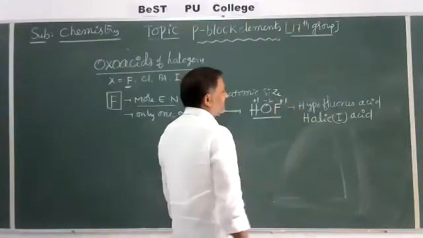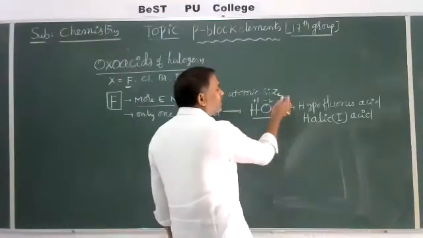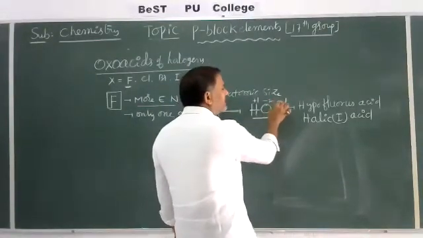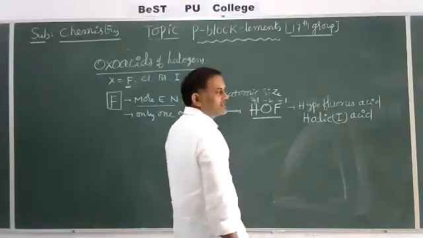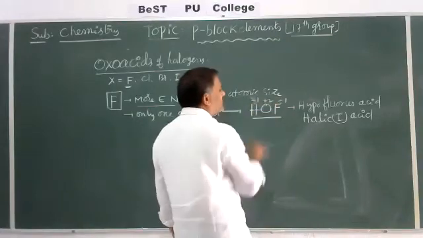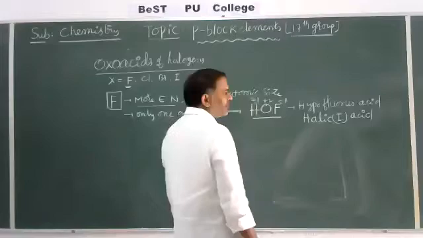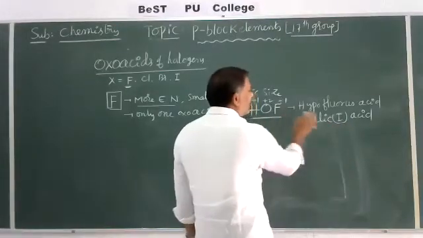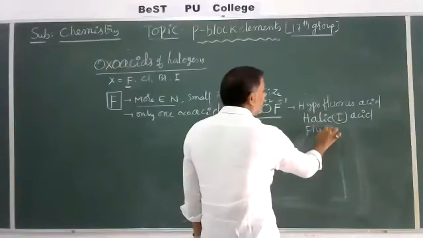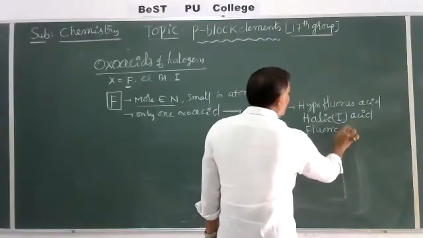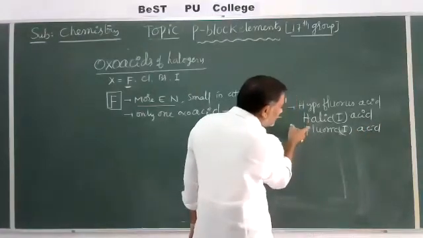Compulsorily here it would be +1, but fluorine does not show +1. In this case fluorine exhibits minus, and oxygen exhibits a +2 oxidation state. This is called halic 1 acid, here fluoric 1 acid.